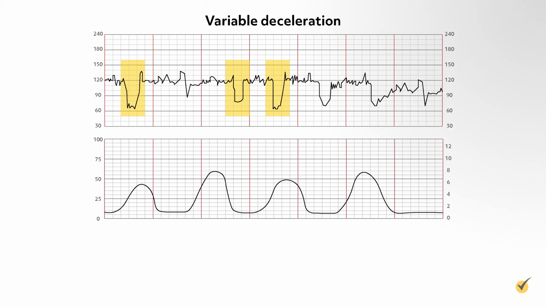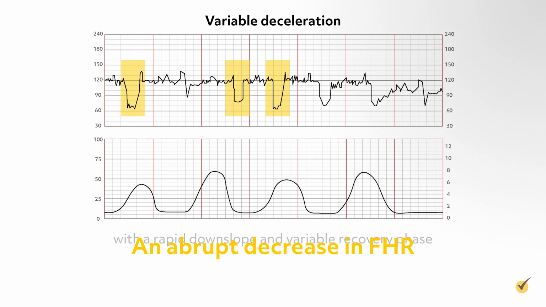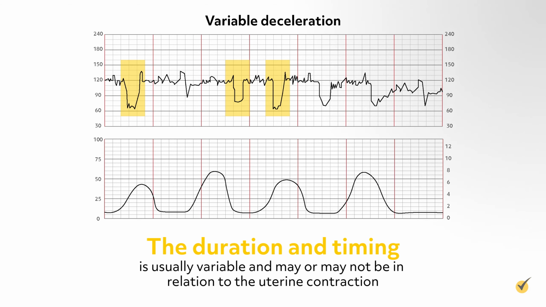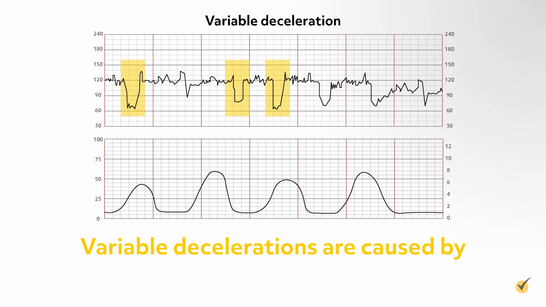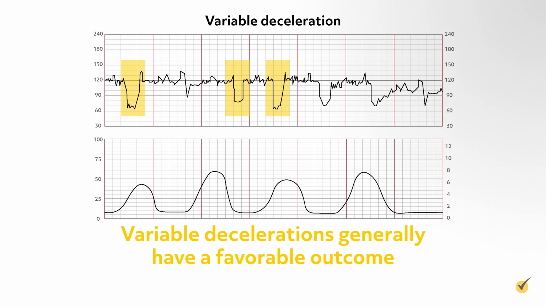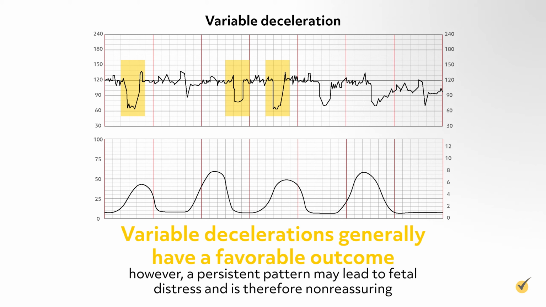Variable decelerations are an abrupt decrease in fetal heart rate with a rapid downslope and variable recovery phase. The duration and timing is usually variable and may or may not be in relation to the uterine contraction. Variable decelerations are caused by umbilical cord compression and are the most commonly seen patterns during labor. Variable decelerations generally have a favorable outcome. However, a persistent pattern may lead to fetal distress and is therefore non-reassuring.